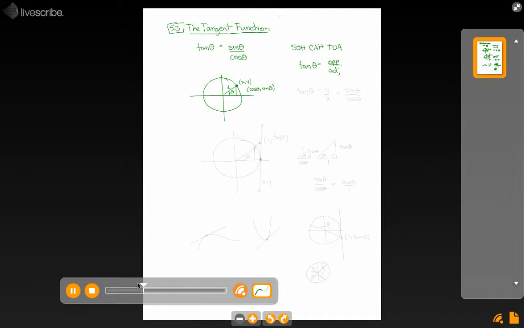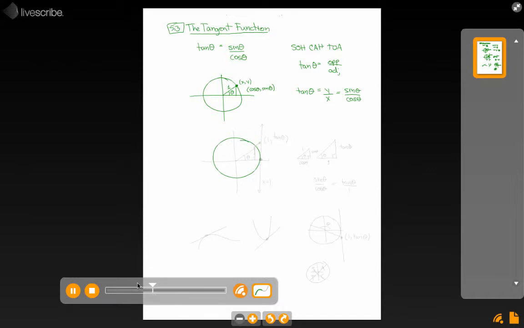It still does agree with our SOHCAHTOA business, and this is also where we can realize that tan theta in this particular triangle would be y over x, which we actually know to also be sine theta over cos theta. So more just confirmation of something we already know.